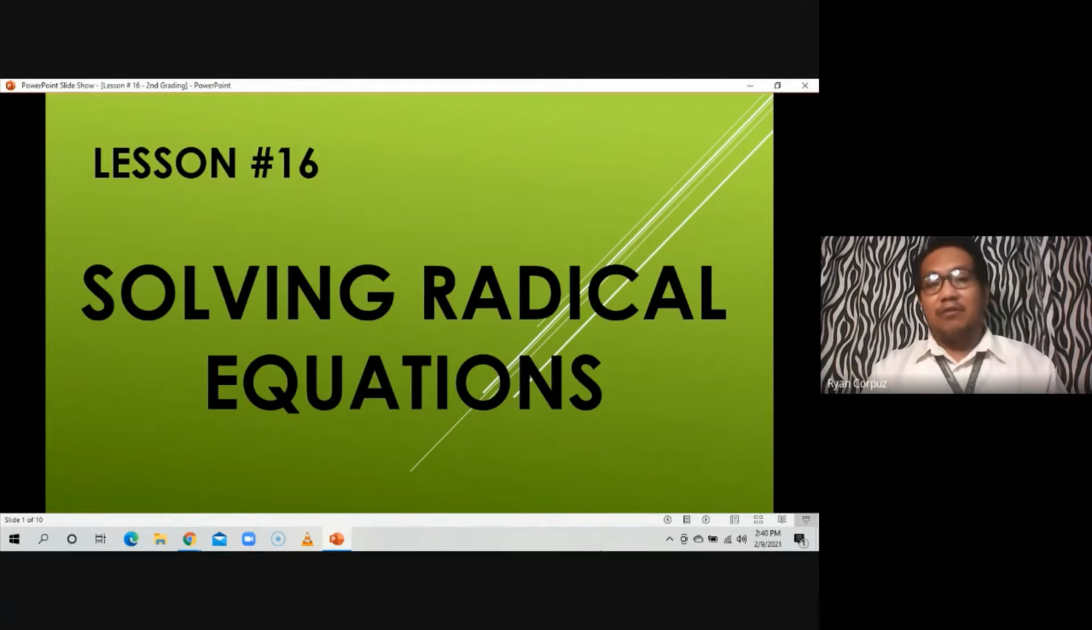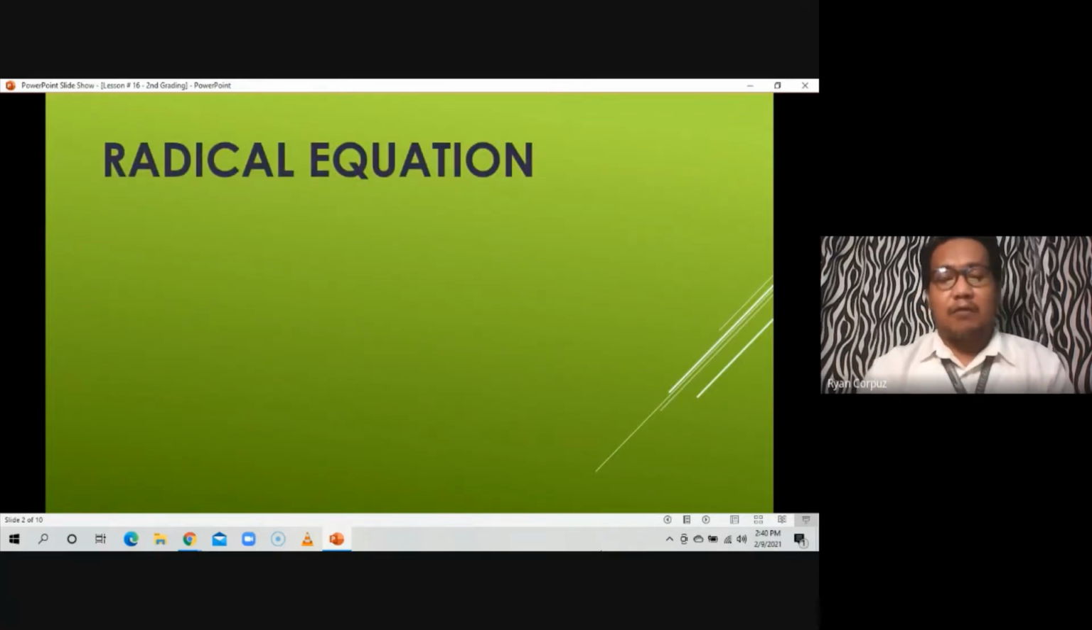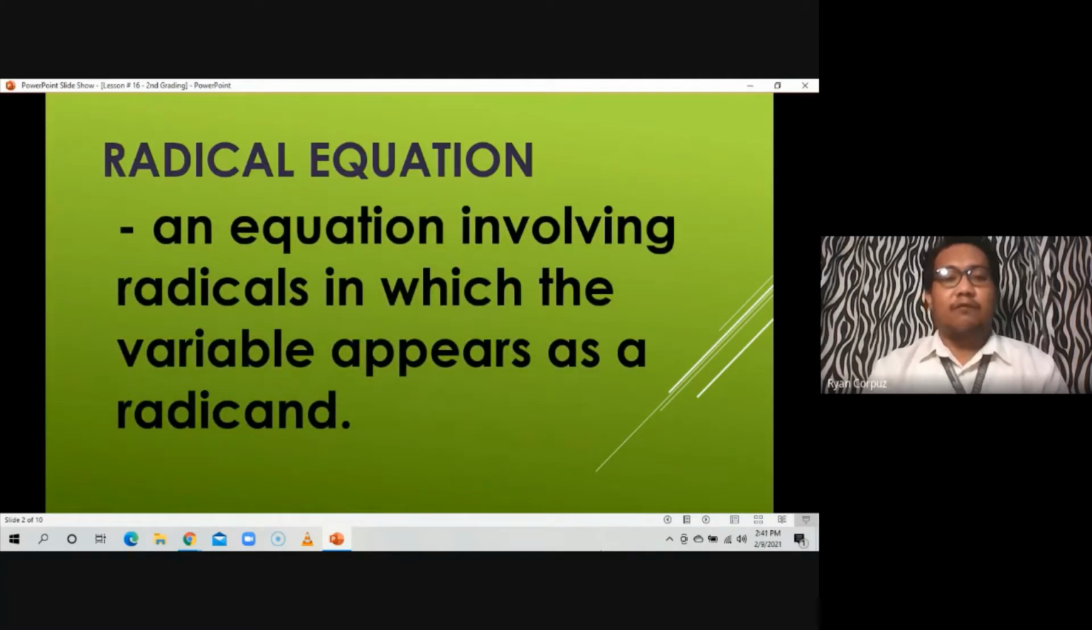So we'll find out what we can call radical equations. To understand better, let's first define what radical equations are, so that we understand which equations we can call radical equations. A radical equation is an equation involving radicals in which the variable appears as a radical. That is the condition: an equation involving radicals in which, again, the variable appears as a radical.